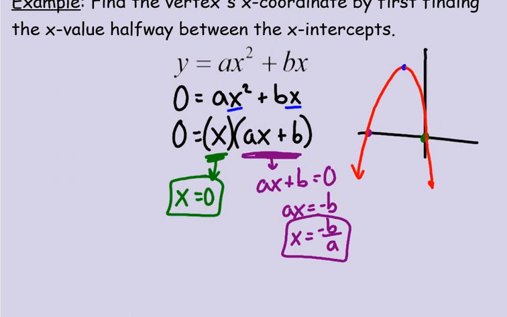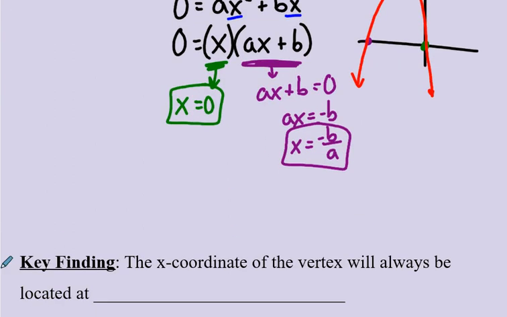I want to know where this is located, especially the x-coordinate, because once I get the x-coordinate, to get the y, I just put it back in the equation. In order to get this, I need to find halfway between these 2 points. And how do I find halfway in between? I'm simply going to average them. So the vertex's x-coordinate is going to be the average of these two.